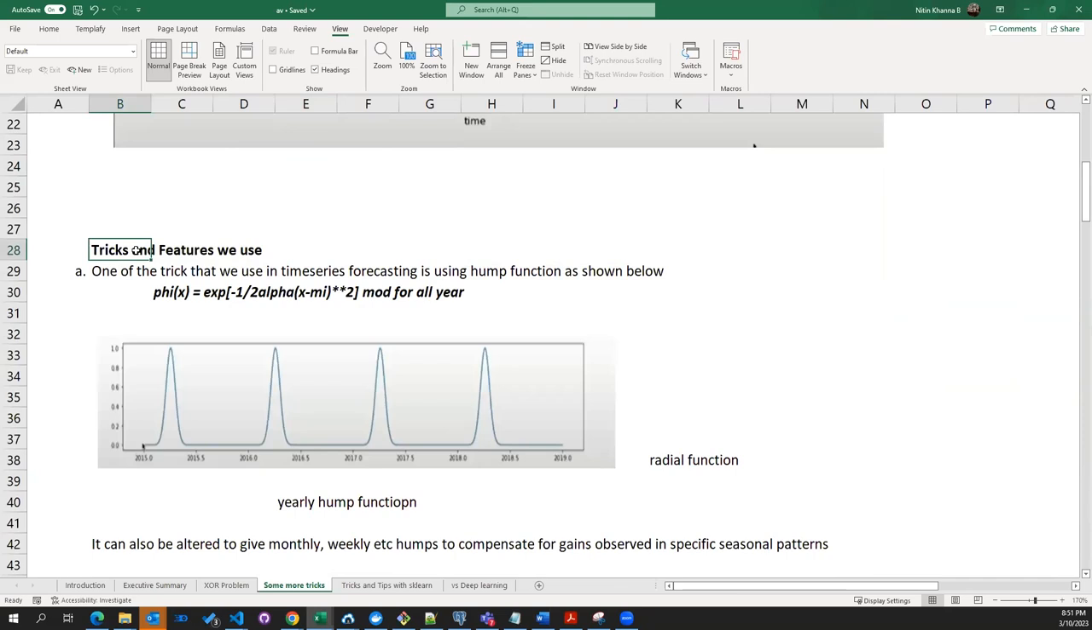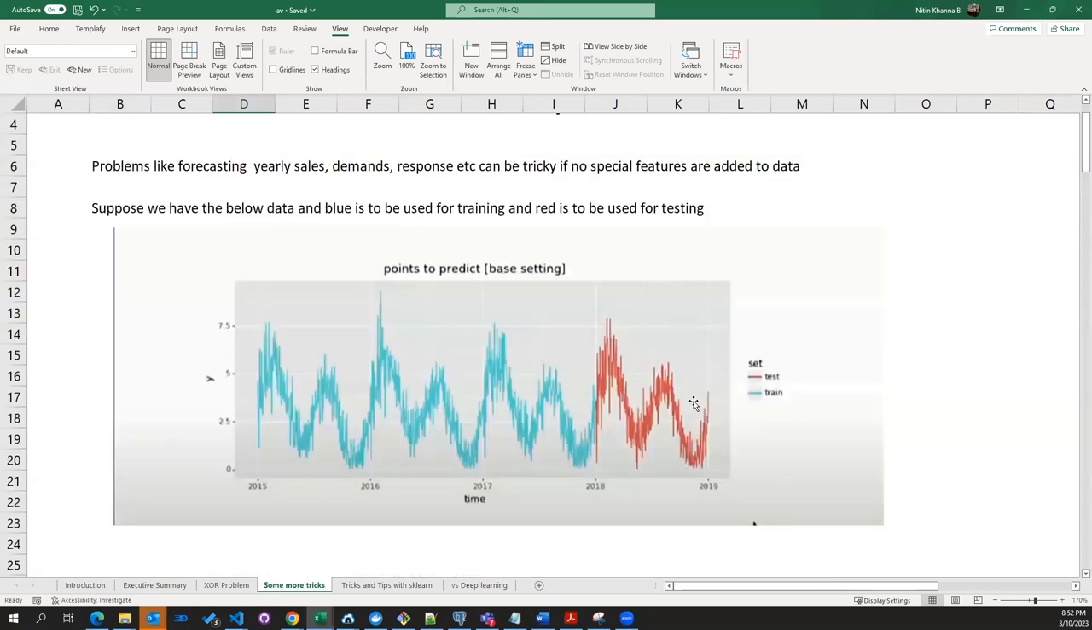These are some tricks that we use to incorporate all the traditional features that a linear model can provide us, but there's always something additional left to increase the performance of our models. This is called a radial function, or we also call it yearly hump. Let's say this is my time series that I'm trying to forecast. The green part is my training part and the red part is my test part. At the start of the year we have a positive trend, the demand is increasing, then gradually decreasing towards April, then increasing further and going down towards the end of the year.